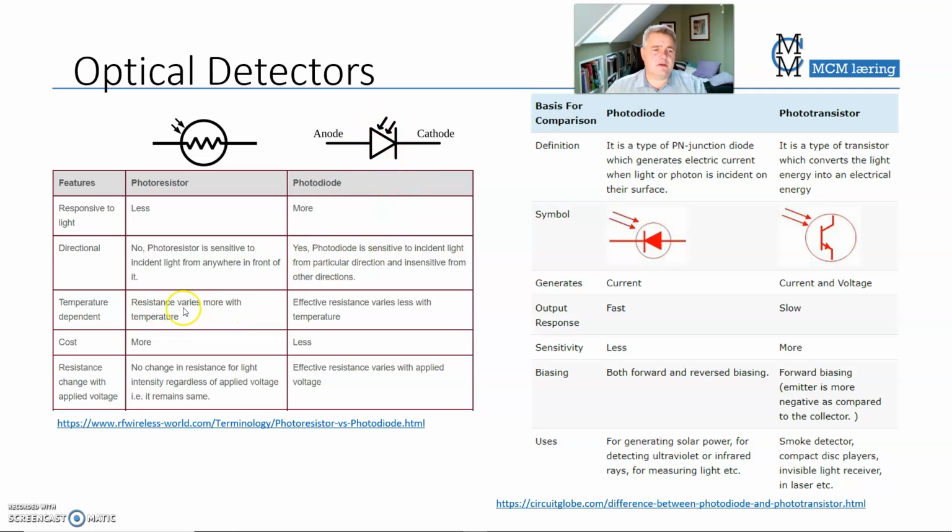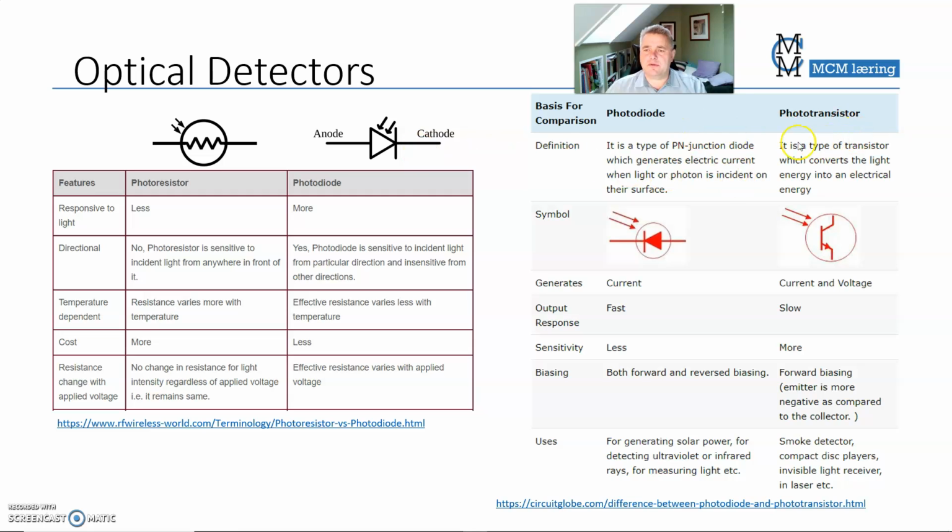The photoresistor is temperature dependent: resistance varies with temperature. The diode has less sensitivity to temperature. It costs less, and the effective resistance of the photoresistor varies with applied voltage, but the diode's doesn't. So you really need to be careful with your choice of voltage source to drive the photoresistor.